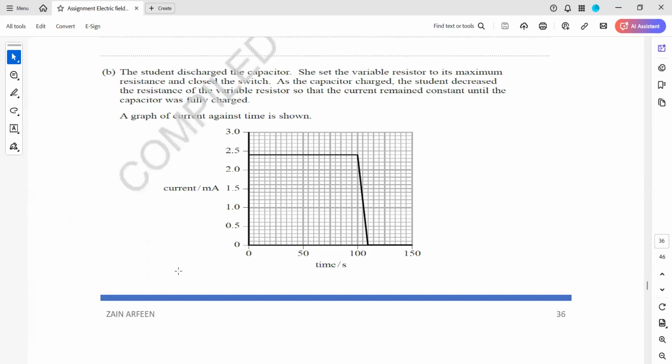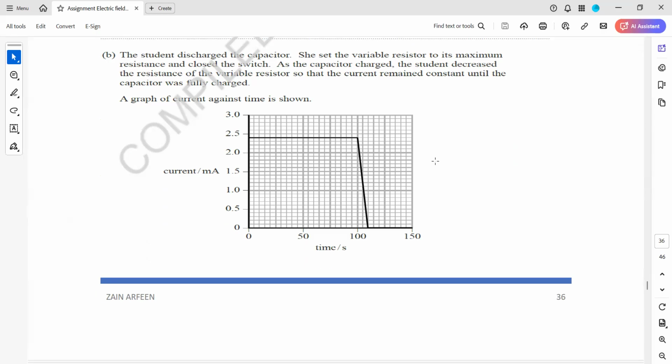The student discharged the capacitor. She sets the variable resistor to its maximum resistance and closes the switch. As the capacitor charges, the student decreases the resistance of the variable resistor so the current remains constant until the capacitor is fully charged. The graph of the current.